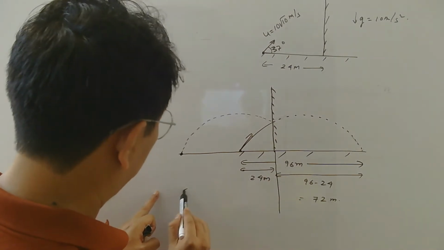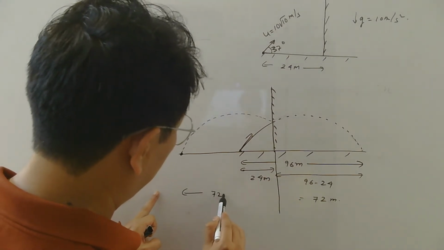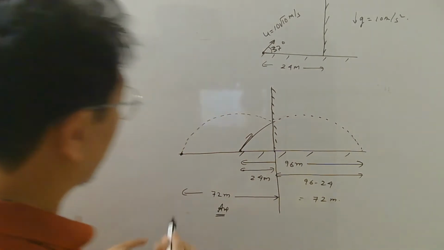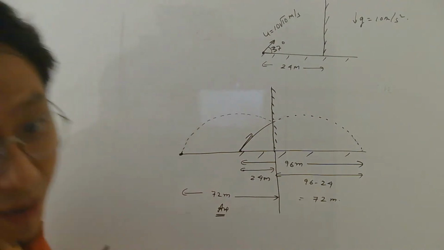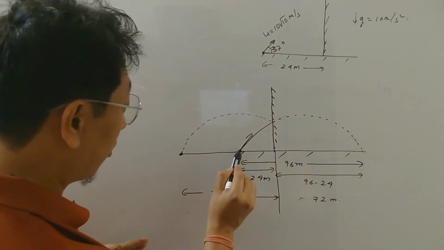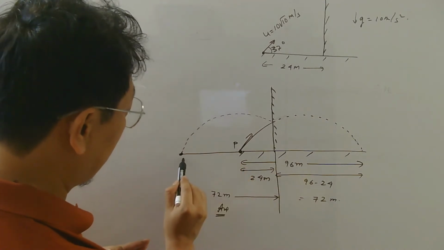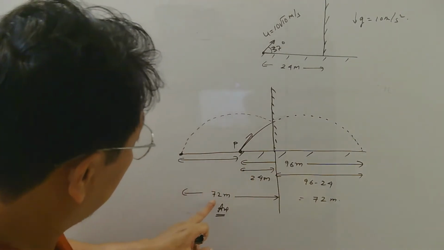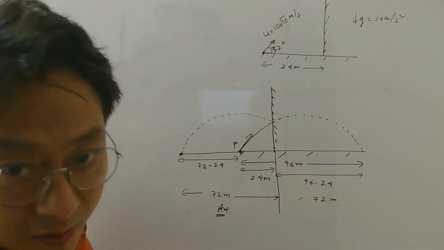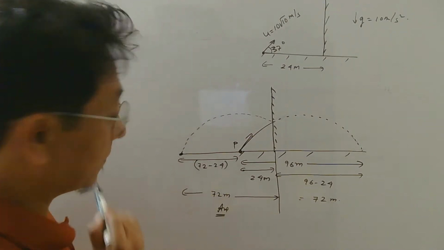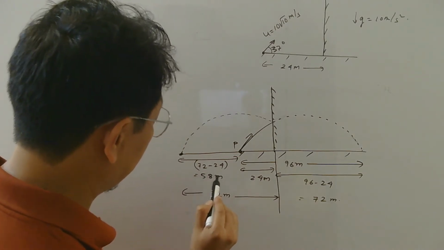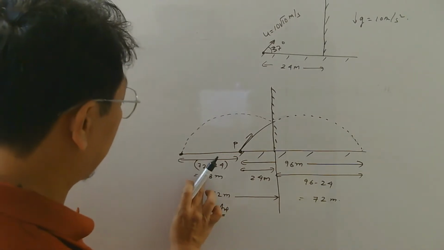From the wall, the particle will fall at what distance? 72 meters. So this is the answer of where the particle will land from the wall. But if they ask from the point of projection, from here if they ask, that will be obviously 72 minus 24, isn't it? So that would be the answer. And this will be 58 meters, right? No, 48 meters.